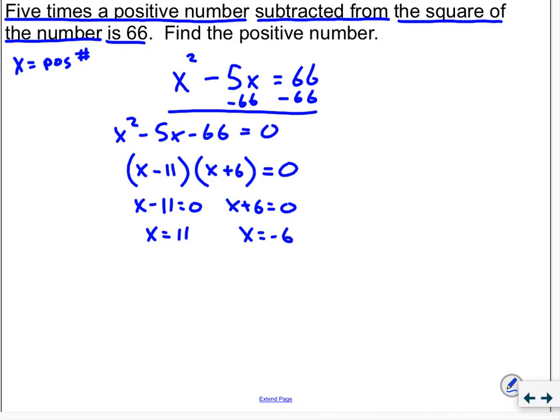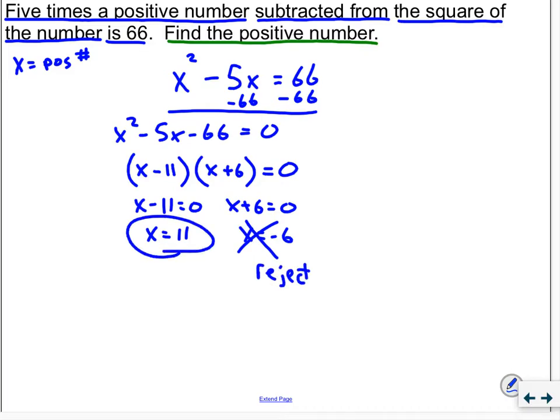Those are my 2 answers to the equation. But the question said to find the positive number. So what that means is I don't need my negative number. So in this instance, I'm going to cross that off. I'm going to reject it. I don't need that answer. So what's my answer? My positive number is 11. Notice that they didn't ask for both answers. They only asked for one answer. Find the positive number. So I write down the positive number only.